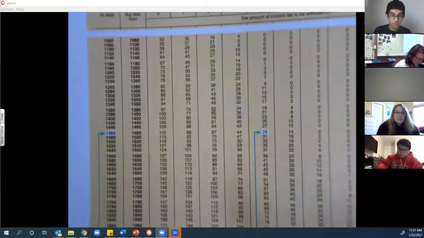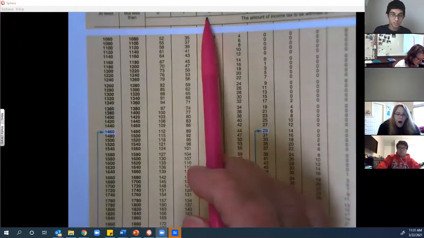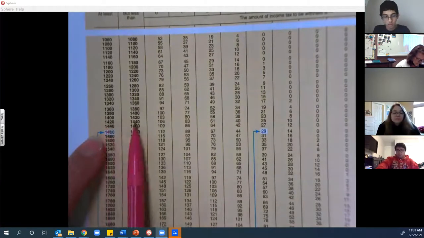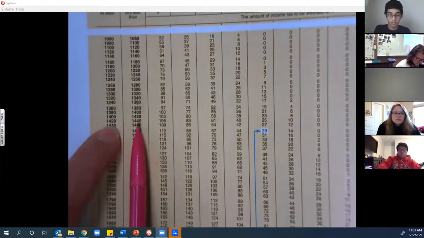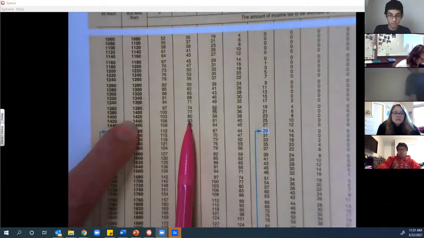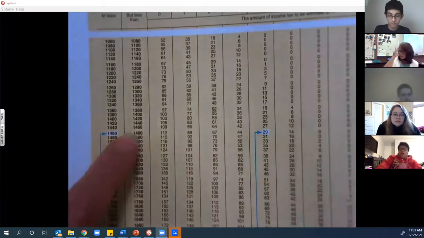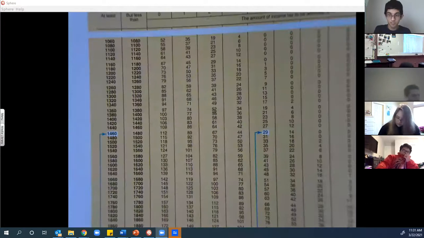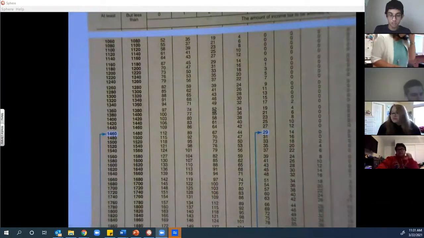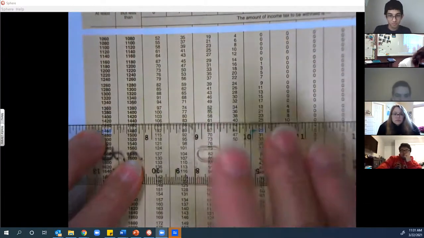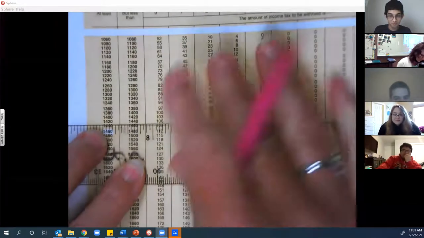All right, so married, 2 allowances, and we're at $1432.50. So $1432 is going to fall in between $1420 and $1440, and we're going to go over to 2. I need my ruler. To 2 deductions, so that's 61.